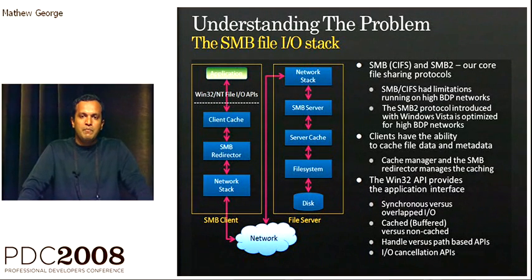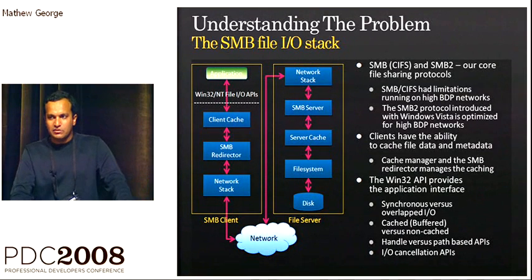And then you have APIs to cancel I/Os. I/O cancellation was never a very important thing when you're talking to a local disk, because they complete fast, so it's not a big deal. But when you're talking over a WAN, cancellation of I/O is very important, and your app must support it.